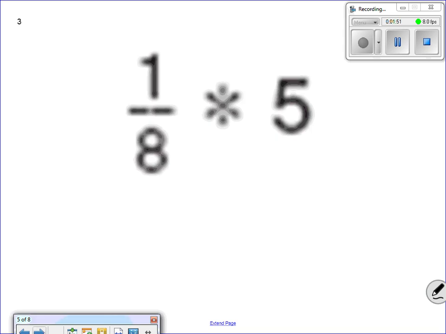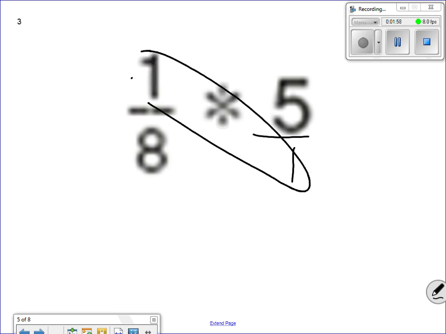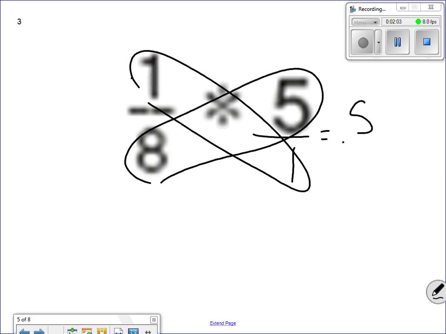1/8 times 5. Okay. 1 and 1. Can't get them any smaller. 8 and 5. I can't get any smaller. So then I just multiply across. I get 5 over 8.